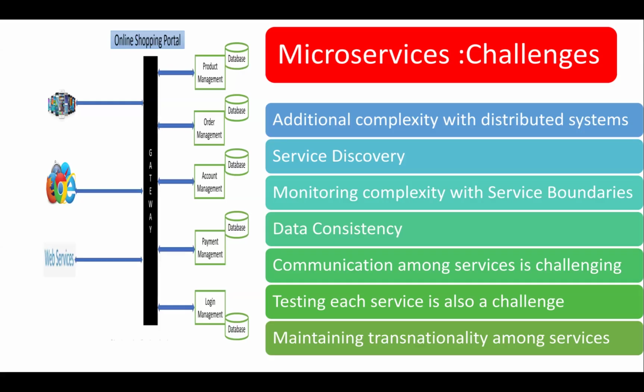Previously it was a local call. Now it's a network call. So that's the point I want to highlight: additional complexity with respect to distributed systems. Is it clear, everyone, guys? Additional complexity with respect to distributed systems.